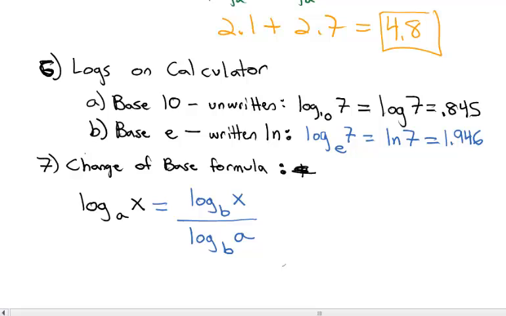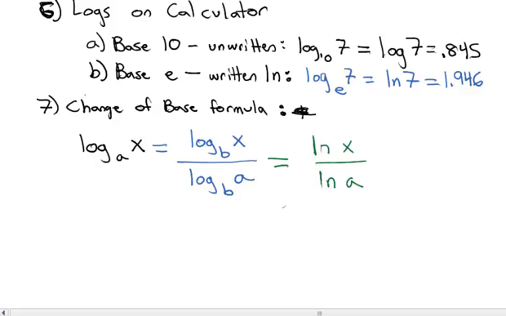And we usually will use either a base 10, or in calculus, we like natural logs a lot better than base 10 logs, common logs. So we would write ln of x divided by ln of a. The natural log of x divided by the natural log of a.